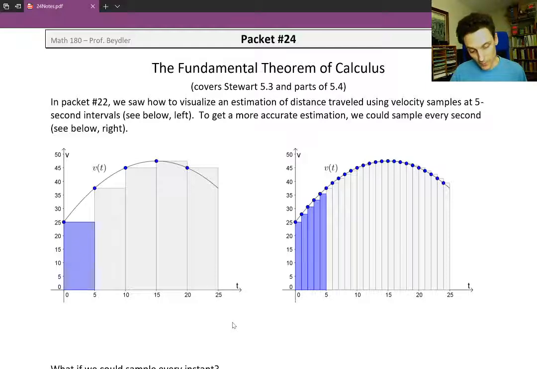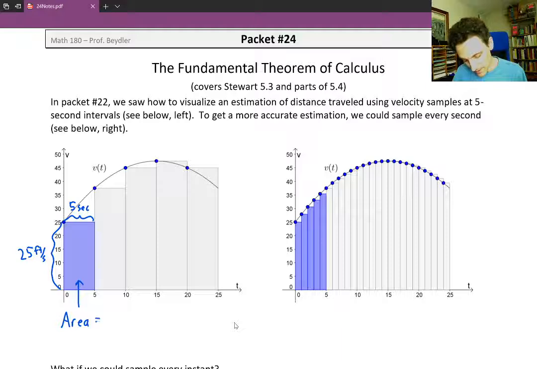And it turned out that when we were trying to figure out what distance was traveled on each of those 5-second time intervals, let's just focus on the first one. Well, we took the 25 feet per second and we multiplied by 5 seconds. And we said that that was the estimated distance traveled. So the seconds cancel, you get 125 feet. But that corresponded, visually speaking, with the area of that rectangle. So this is the area of the rectangle.